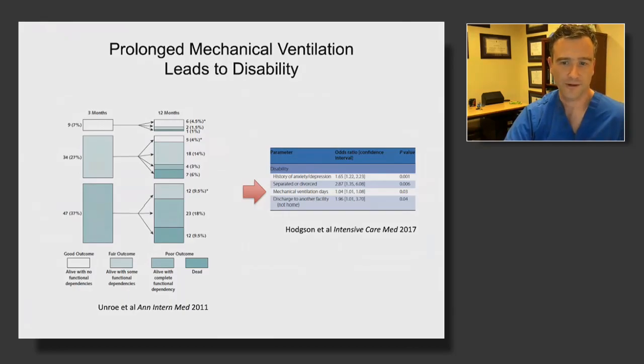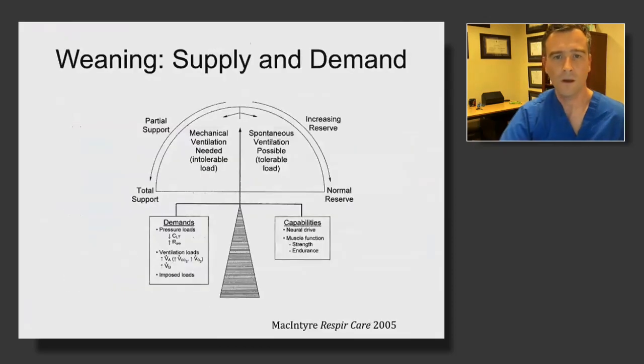And in other studies, such as data from Carol Hodgson here, it's been shown that the number of mechanical ventilation days is an important independent risk factor for the development of long-term disability after mechanical ventilation. So the message is it's important to get patients off as rapidly as we can, because the longer they're on the ventilator, the higher the risk of long-term disability.